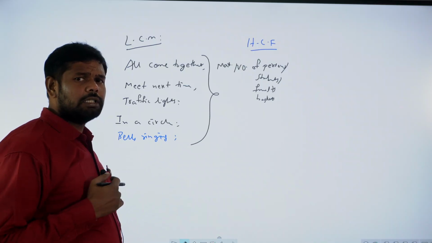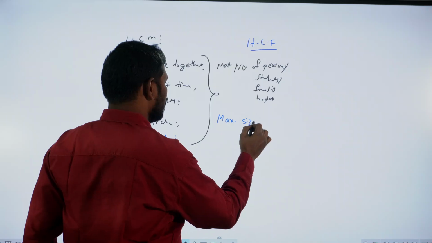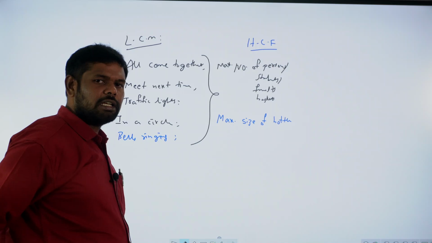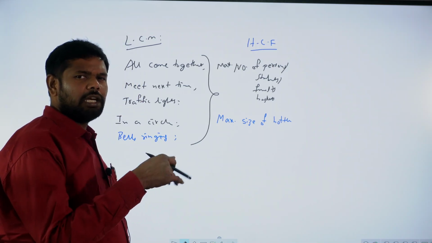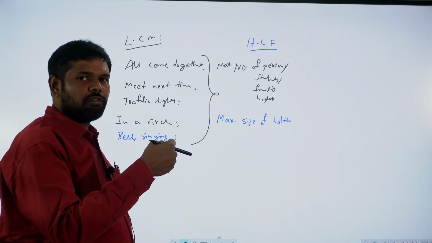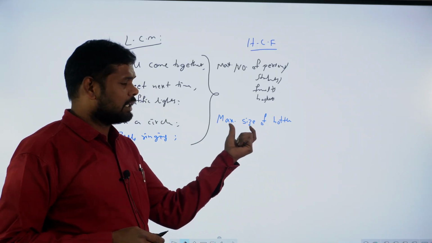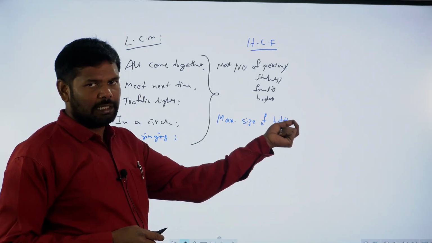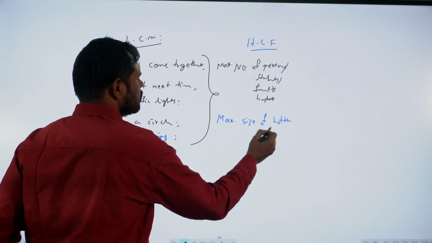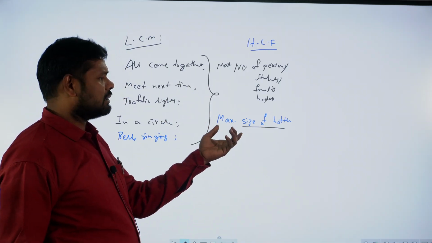Again, not only this, they are asking about the maximum size of a bottle. This one is important. Suppose three different jars are there, with different quantities of oil, water or other liquids. What is the maximum size of a bottle or vessel required to measure those quantities of liquid exactly in integers? You need to find the size of that bottle, and for that you go for HCF. Maximum number of persons, or maximum size of the bottle.